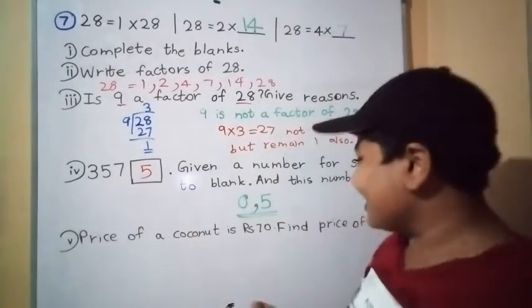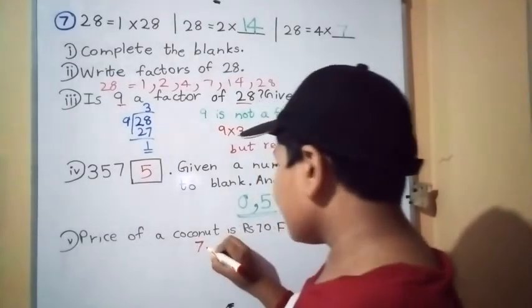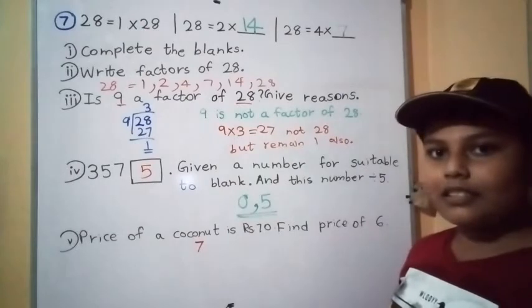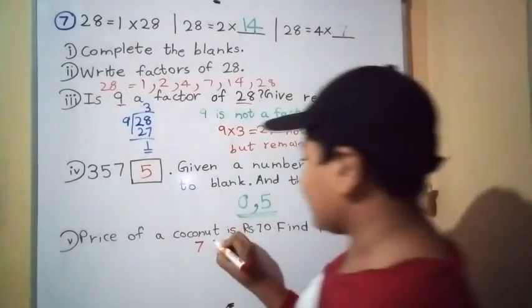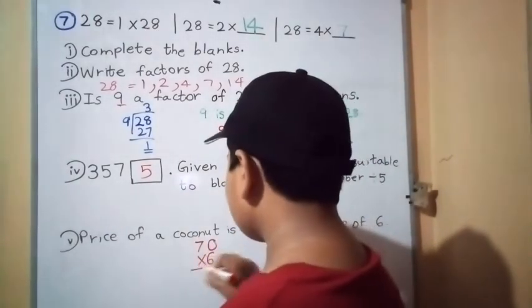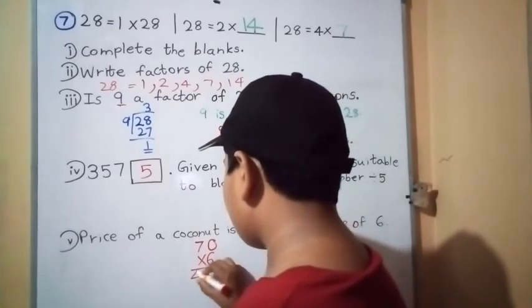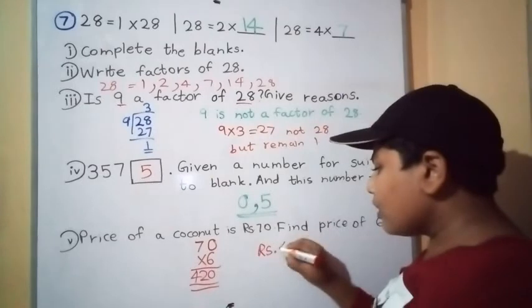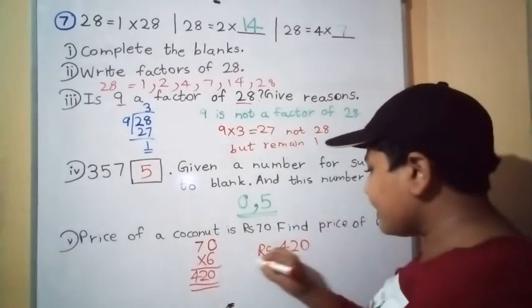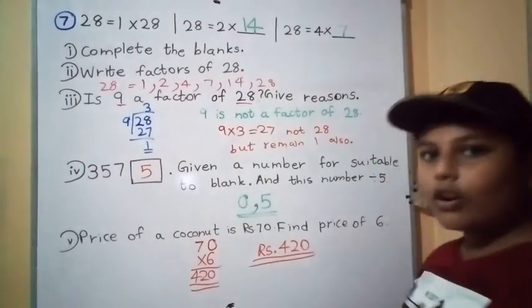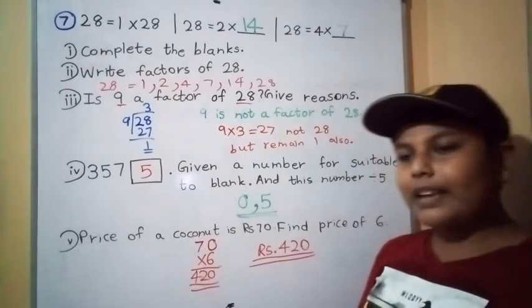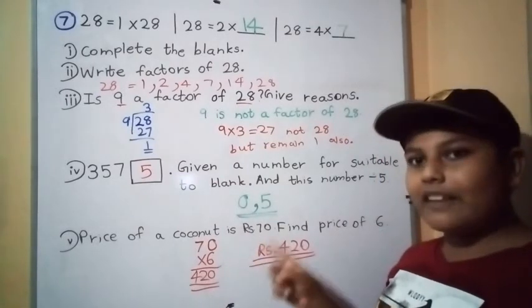Let's move to the question. Now the price of a coconut is 70 rupees. Find the price of 6, which means 6 coconuts. Now I multiply 70 by 6, which is 420. Now you have the answer: 420 rupees. That is the price of 6 coconuts at 70 rupees each.